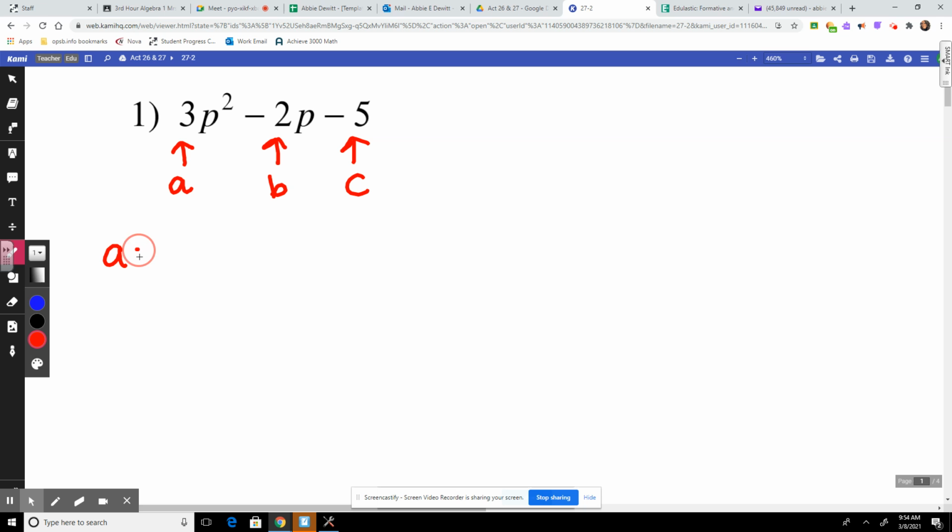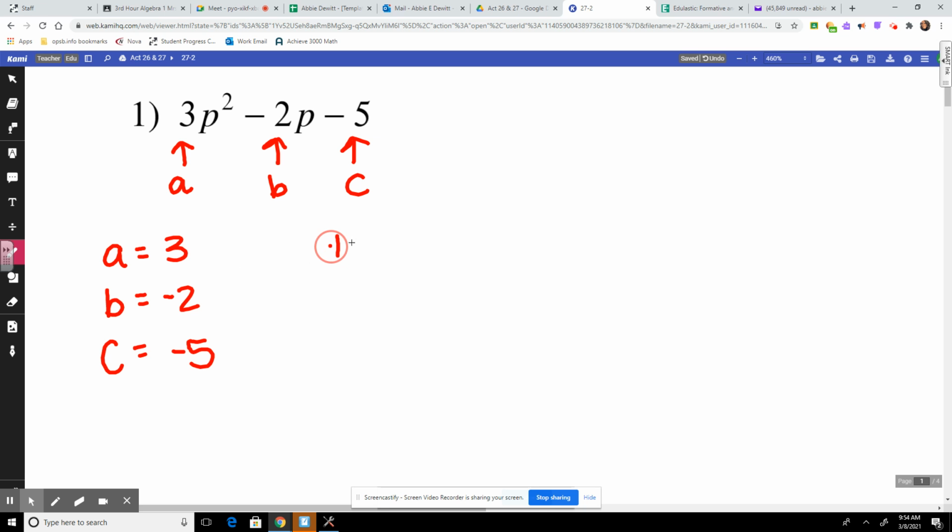So our a value is positive 3. Our b value is negative 2. Our c value is negative 5. That's nothing new. This is what we were doing all last week. Okay, so what adds to b and what multiplies to AC? What adds to b and what multiplies to AC?